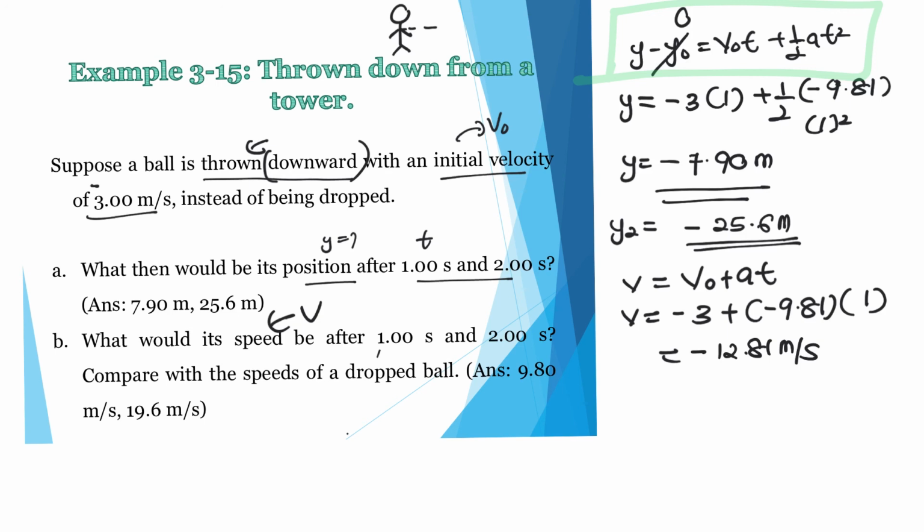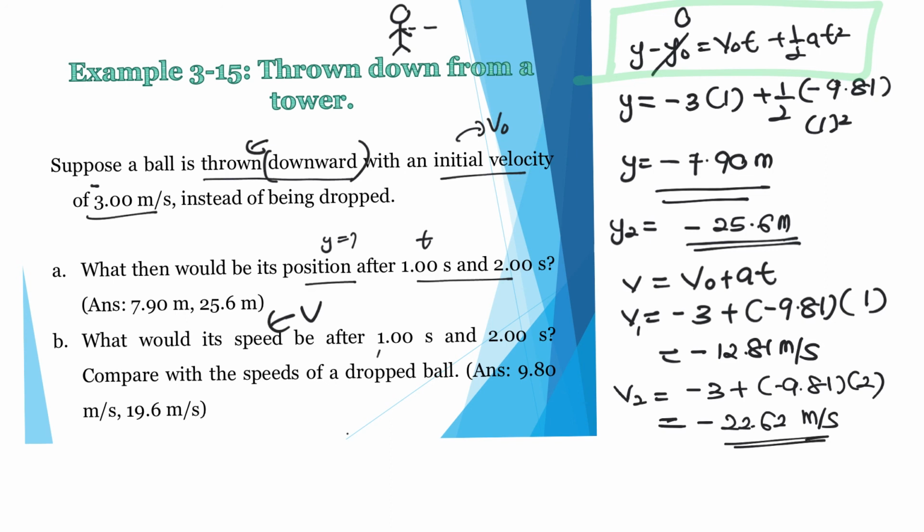That's why your final velocity is negative, because it's below the reference point. Then you do the same thing for v at 2 seconds. Supposedly you are going to get 2 over there, so 1 times 2 plus 3. You are going to get negative 22.62 meter per second.